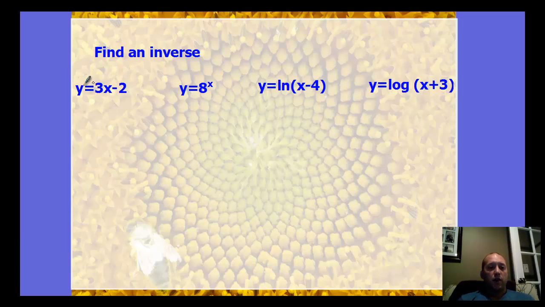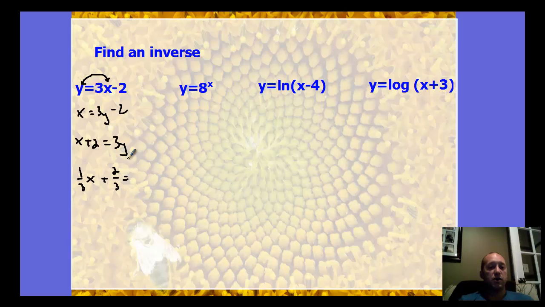Inverses. Review from previous try. To find the inverse, we switch our x and y. So x equals 3y minus 2, and then we solve for y. So x plus 2 equals 3y. We multiply by 1/3, so 1/3 x plus 2 thirds equals y. And that'd be our inverse function.